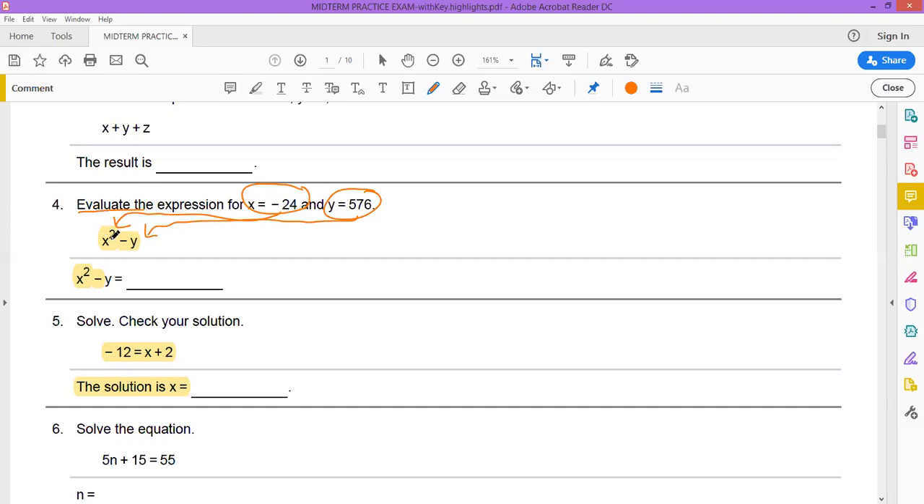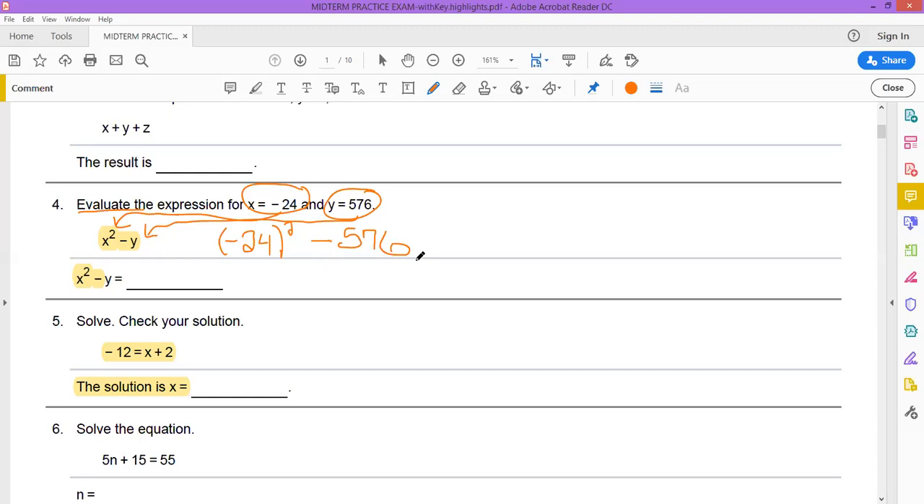Now when we substitute for x, we get negative 24. I'm going to put it in parentheses. Negative 24 raised to the second power minus y, but instead of y, we're going to add 576. And then we simplify here.